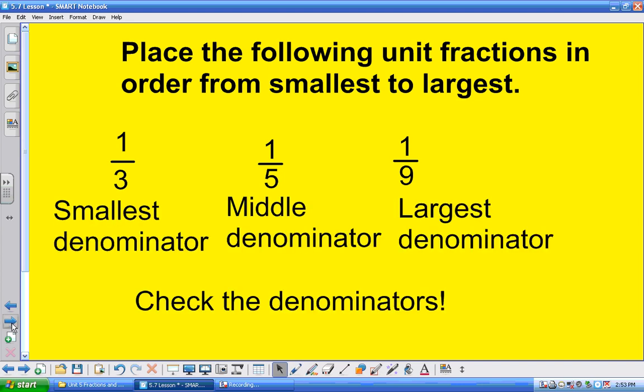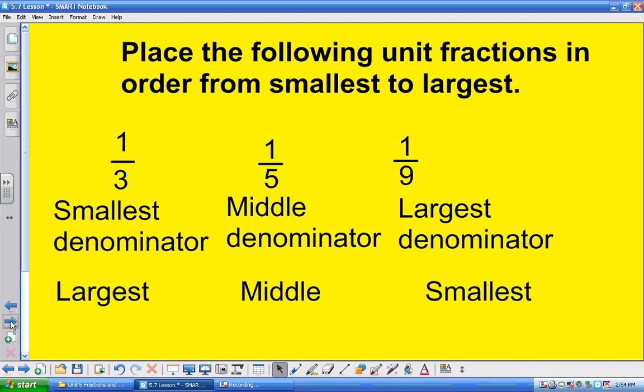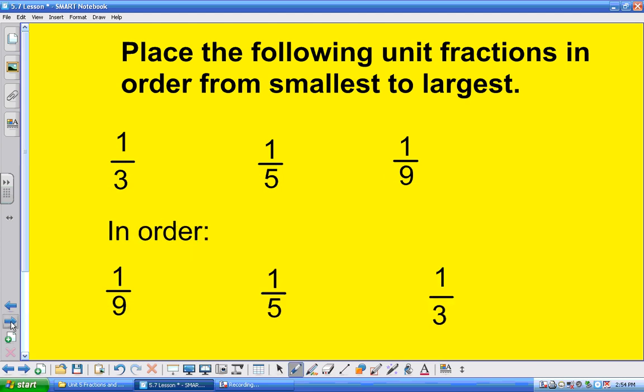So if you take a look here, this is the smallest denominator, this has the middle denominator, and this has the largest denominator. Now when you check those denominators, remember the smaller the denominator, the larger the fraction. So we said this is largest, middle, smallest. We used that a minute ago. So in order, it should be 1/9, followed by 1/5, followed by 1/3. It's not that hard.